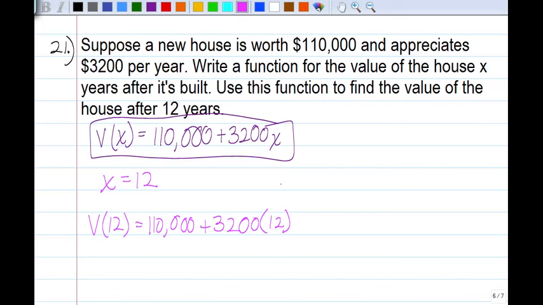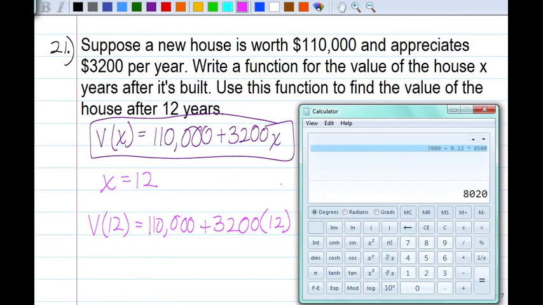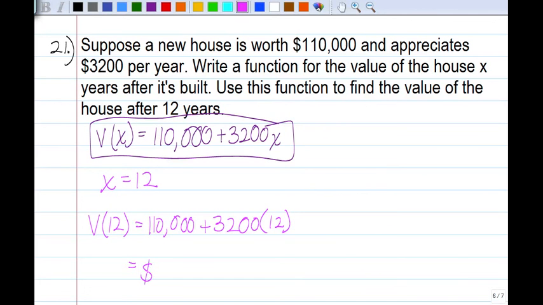All right, and again, I'll just go to my nice little calculator and type that in. And that gives me $148,400.